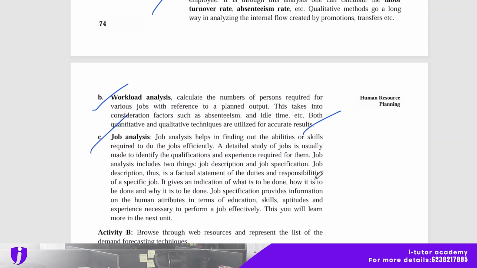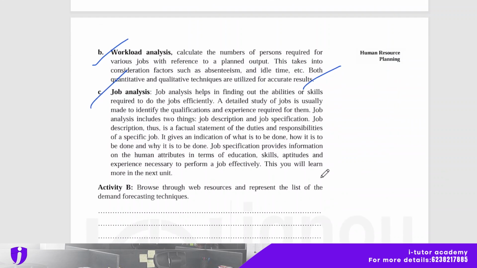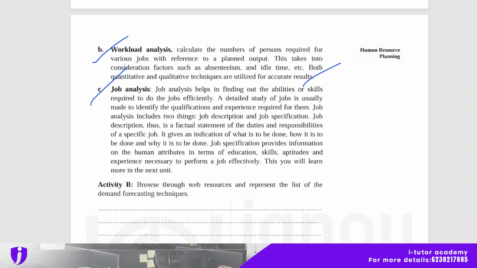And next is job analysis. Job analysis helps in finding out the abilities or skills required to do the jobs efficiently. A detailed study of a job is usually made to identify the qualification and experience required for them. Job analysis includes two things: job description and job specification.